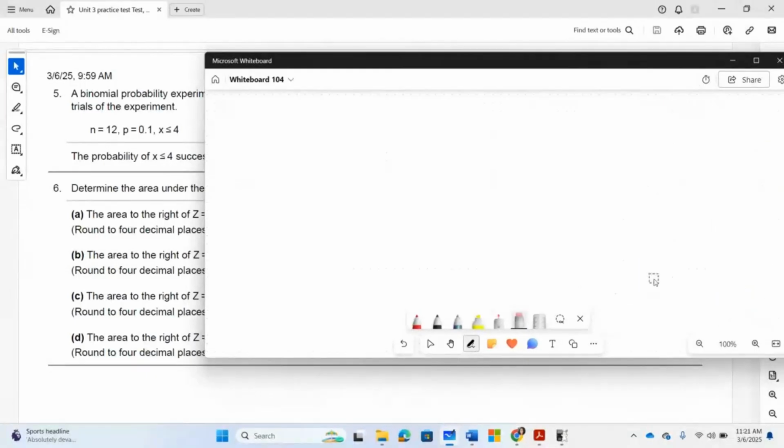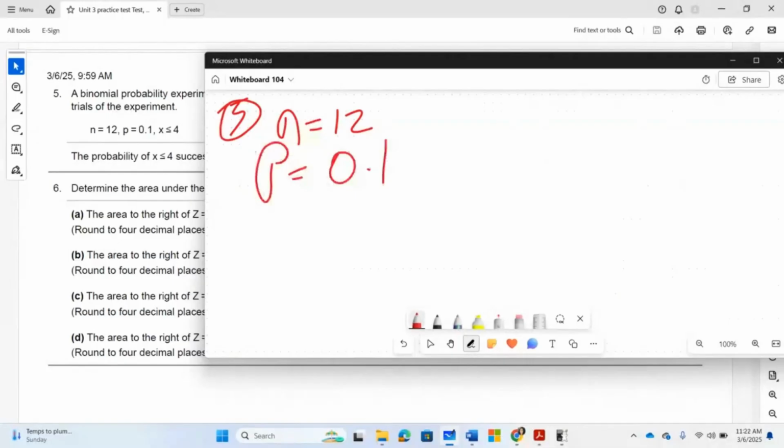Okay, so in this question, number 5, we are given that the sample size is 12. We already said that in binomial distribution, sample size must be given. The probability of success in this question is 0.1, and we are told to accumulate from 0 to 4. So I am going to write it the way it is written, but I will explain why it is written this way.